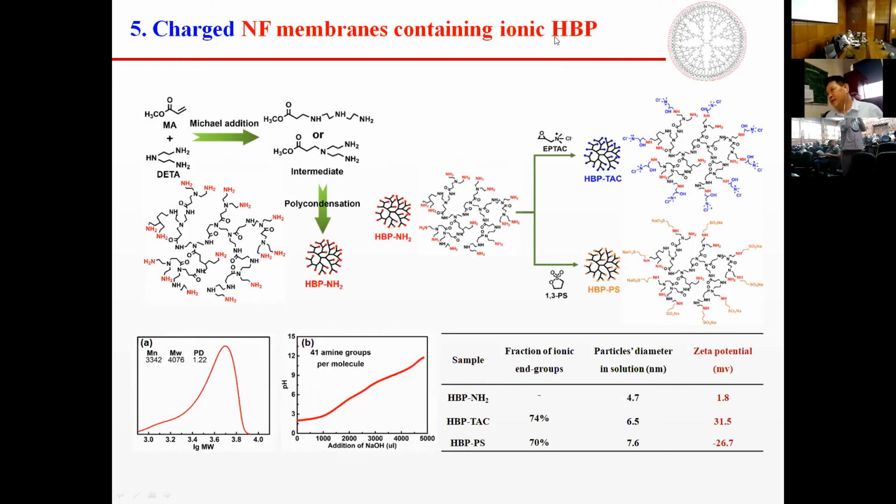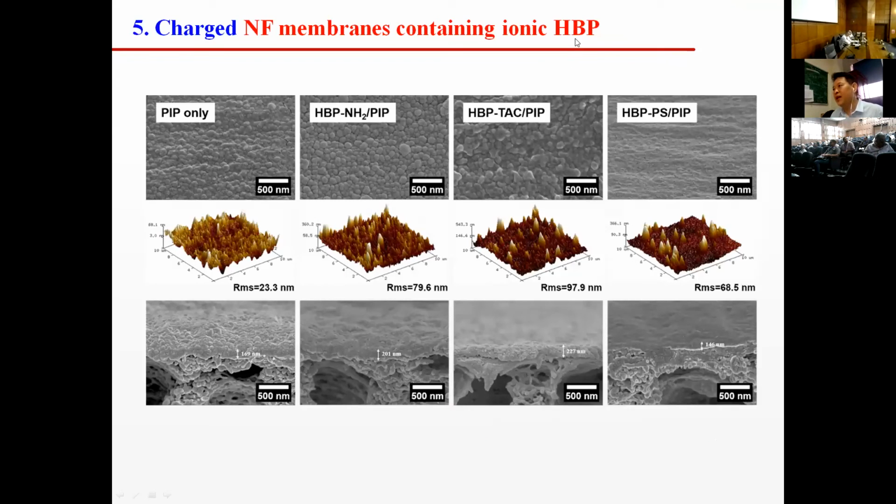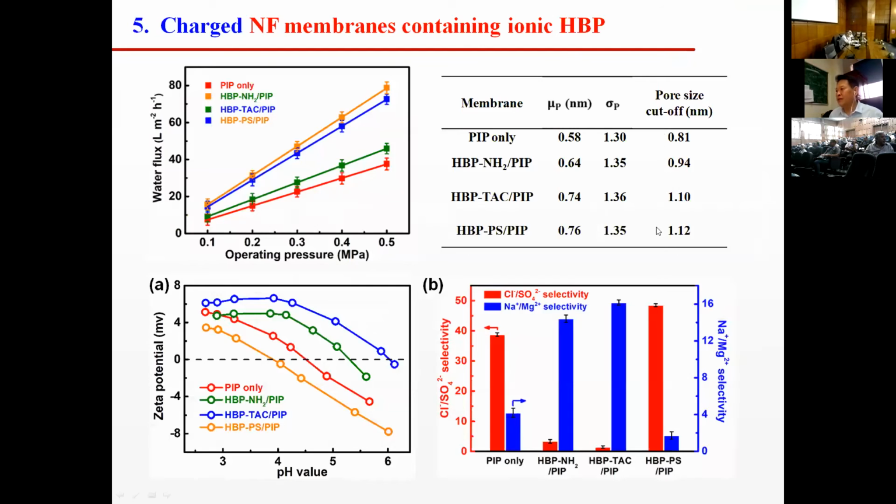Compared with the dendrimer, the hyperbranched polymer has a similar structure, but is very easy to prepare. So we used this hyperbranched polymer to replace the dendrimer to prepare different nanofiltration membranes with different charged states. The structure and property of the nanofiltration membrane with hyperbranched polymer indicate that the pore size ranged from 1.5 to 1.1 nanometer. The charge state can also be controlled very easily. The flux is also much higher than that of nanofiltration membranes not containing the hyperbranched polymers.